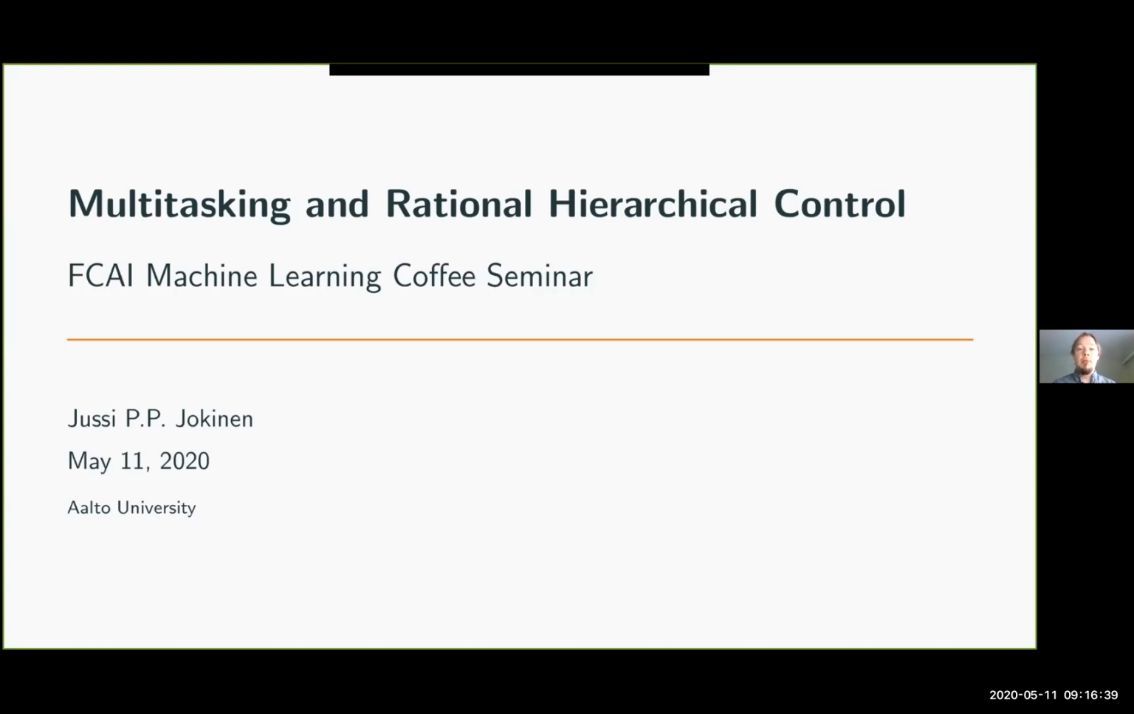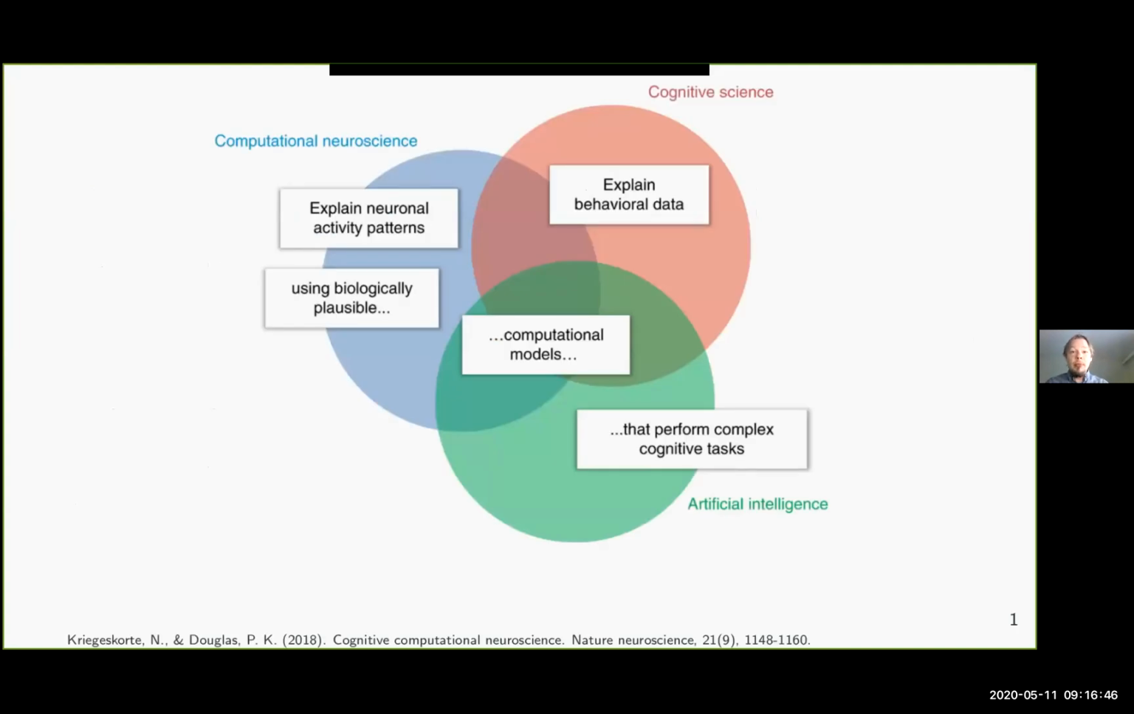So let me first position myself and today's talk using this nice Venn diagram. In the red here, we see cognitive science. And what I do is I create computational models of human cognition. Now, in order to do this, I need help from machine learning, which is the green circle here. Machine learning gives us algorithms and models that are able to perform complex cognitive tasks. So I use that to create computational models of human cognition.